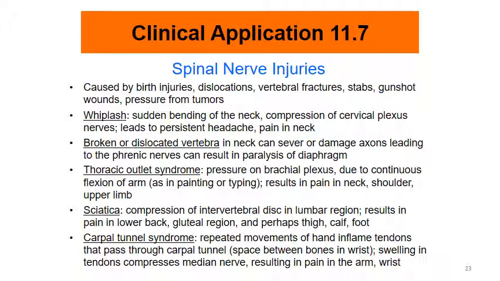Spinal nerve injuries. So of course, spinal nerve is very, very delicate and easy to injure. And so here are some of the injuries that it's talking about: whiplash, broken or dislocated vertebra. If the phrenic nerve is damaged, that is life-threatening because then the breathing stops. Okay, sciatica is the compression of the sciatic nerve, and the carpal tunnel syndrome is the compression of the median nerve because of the overuse of forearm muscles.